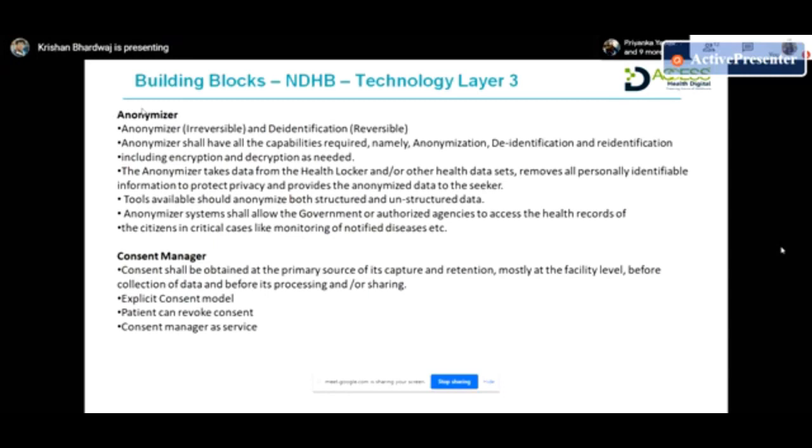I think, sir, what they have not done is they have mentioned it in the NDHP report: Anonymizer system should allow the government to access, and they have taken the source from the epidemiology report, but they should mention it in the NDHP also, where they have taken the reference from.